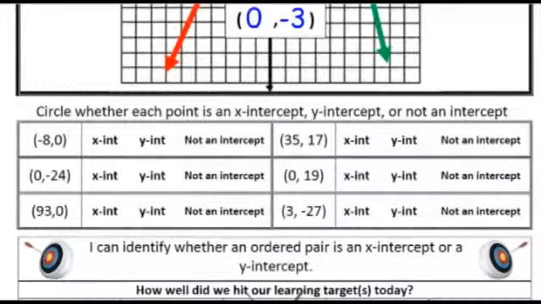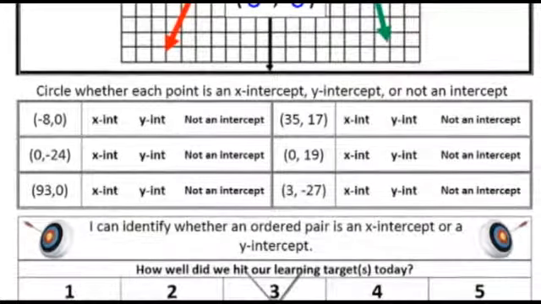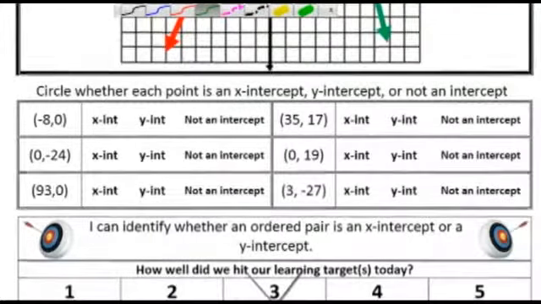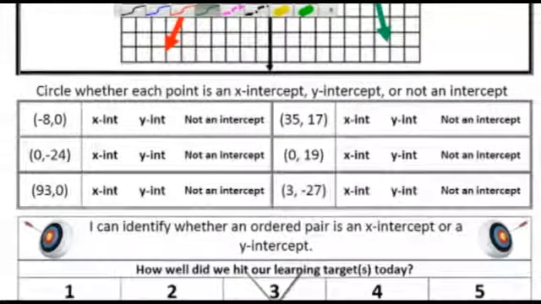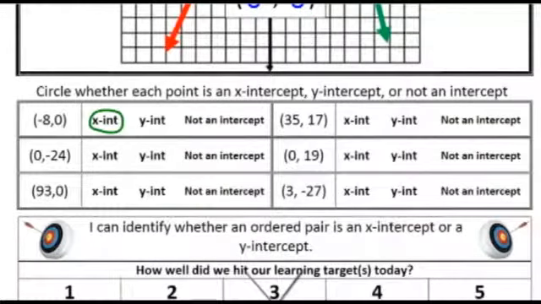Using those generalizations, those observations, circle whether each of these ordered pairs is an x-intercept, a y-intercept, or not an intercept. Pause the video and come back for the solutions. Welcome back. We always need to just look at the placement of the 0. The 0 in this case is in the y coordinate. We have an x value. That makes it an x-intercept. If we have an x value, it's an x-intercept. If we have a y value, it's a y-intercept.